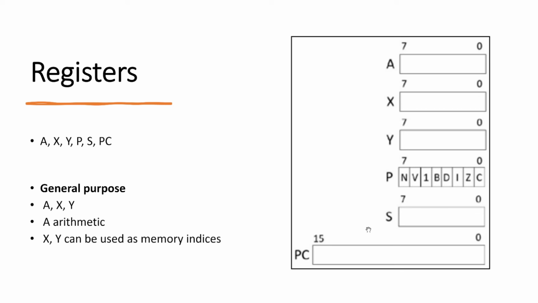6502 has more or less 3 registers that are intended for the user, and 3 that are intended to enable the processor to function. On this slide I have all of them. A, X, and Y are the registers that are intended to be general purpose.